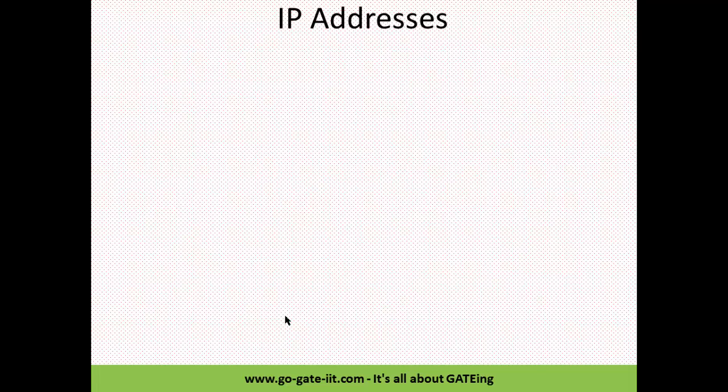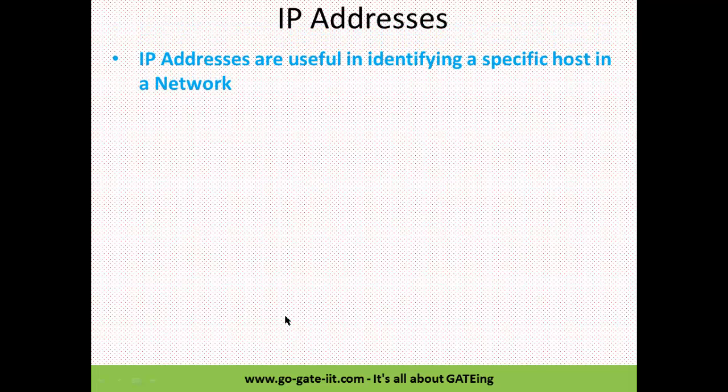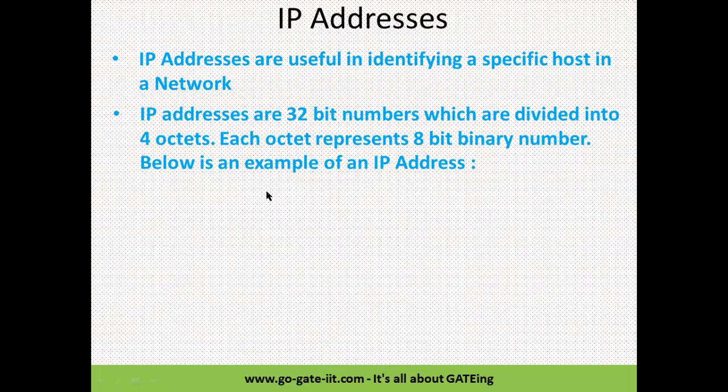Now what is an IP address? An IP address is nothing but an internet protocol address, which is a numerical label or a name assigned to a device, say a computer or a printer, which is part of any network that uses internet protocol for communication. IP addresses are very useful in identifying a specific host in a network. These are 32-bit addresses or numbers which are divided into 4 octets. Each octet represents an 8-bit binary number. So as I said, 4 octets, and 1 octet contains 8 bits.